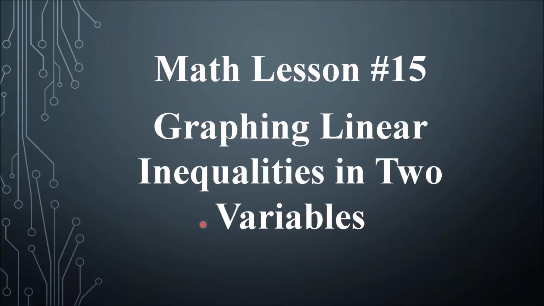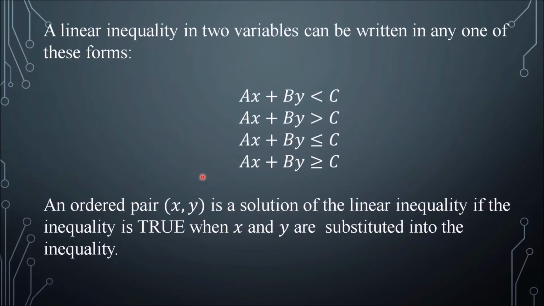Math lesson number 15. Graphing linear inequalities in two variables. A linear inequality in two variables can be written in any of these forms: ax + by < c, ax + by > c, ax + by ≤ c, ax + by ≥ c.